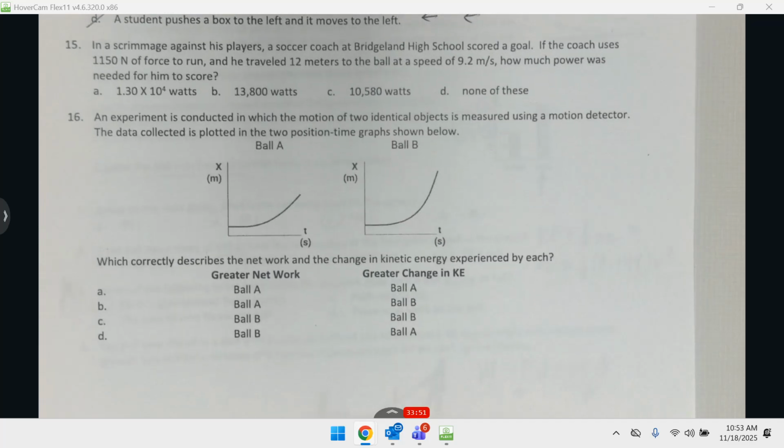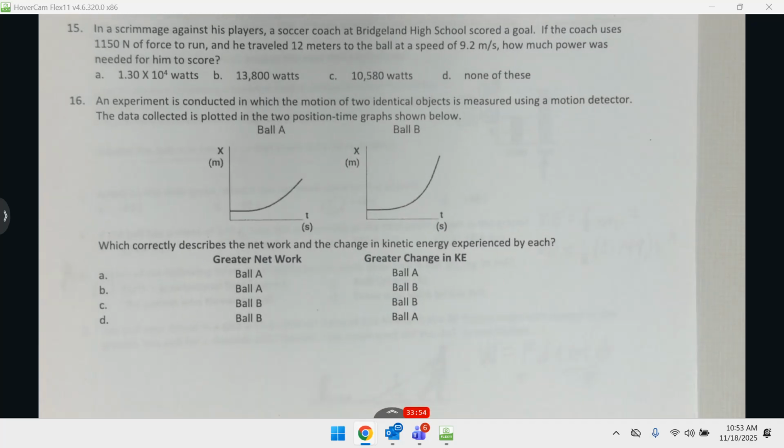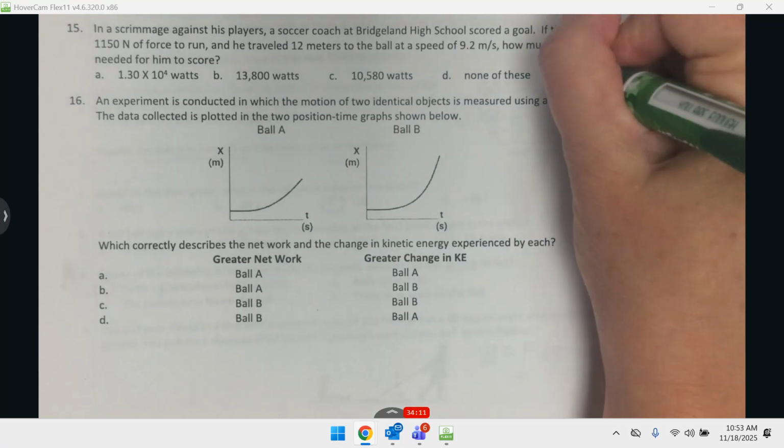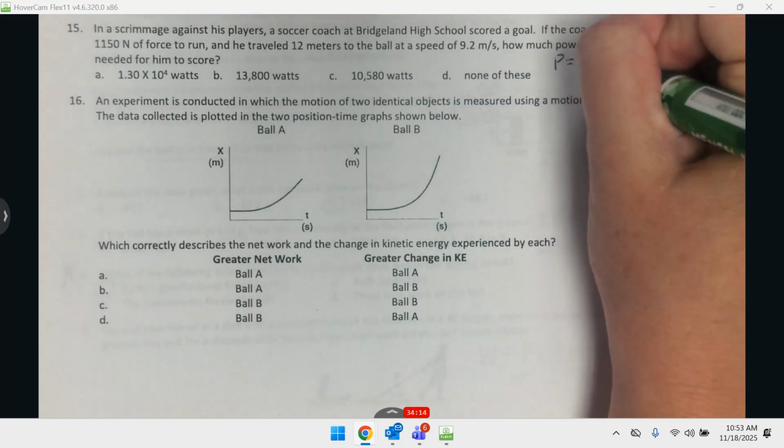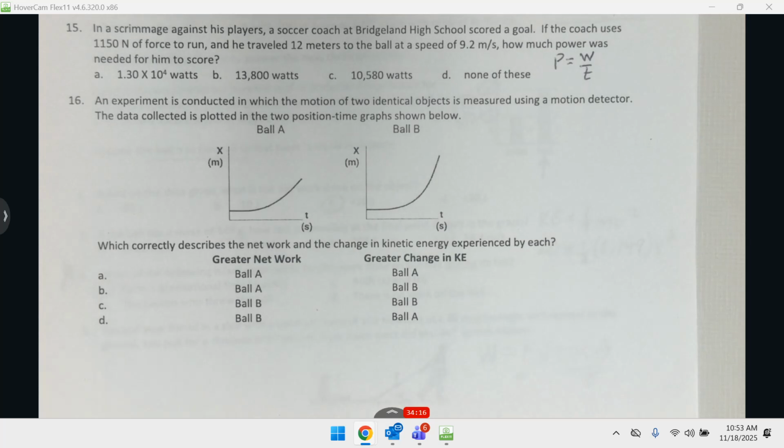All right, number 15. Number 15 says, in a scrimmage against his players, a soccer coach at Bridgeland High School scored a goal. If the coach uses 1,150 newtons of force to run and he traveled 12 meters to the ball at a speed of 9.2 meters per second, how much power was needed for him to score? Again, the power equation is work over time. If you know work and time, you can use that equation. But when I read this, I don't actually know work and time. I can find out what the work is, but I don't have a time in here.